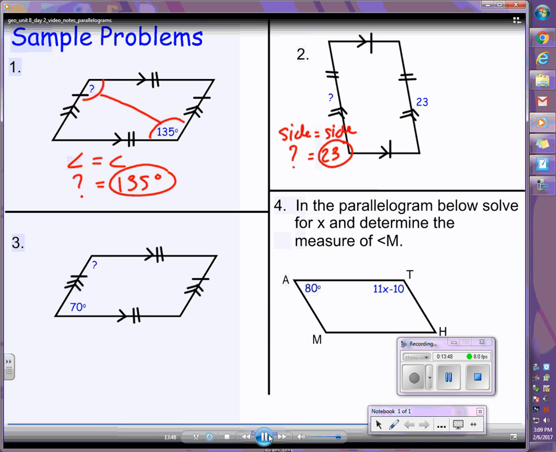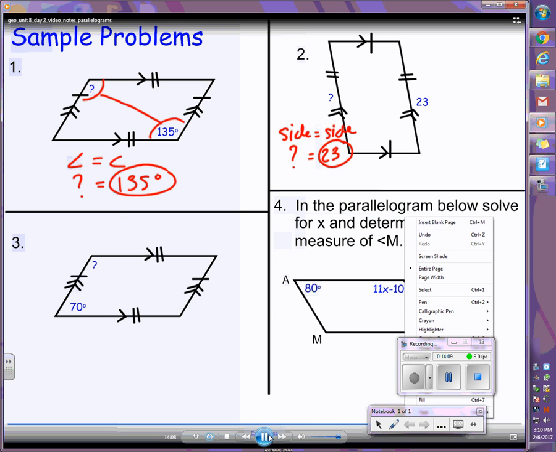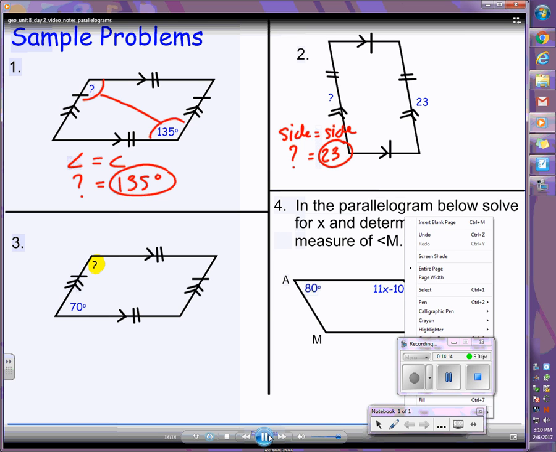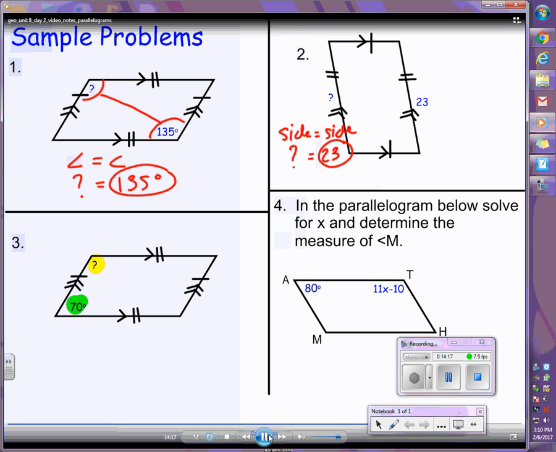Number 3, the question mark represents an angle again. However, this time 70 is not across from it. It's consecutive with it. So that means they're supplementary, which means their measures should add up to equal 180. So that also means question mark plus 70 should equal 180 degrees. So if that's the case, then the question mark has to be 110 degrees.